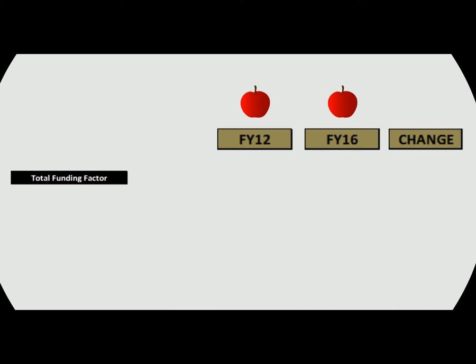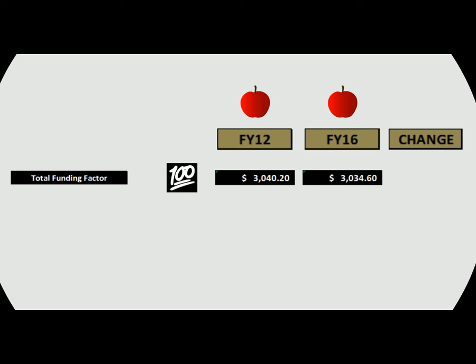As fiscal year 12 lends itself well to this test, we will compare it to fiscal year 16. The total funding factor, or the $100 from our story, was $3,040.20 in fiscal year 12 and $3,034.60 in fiscal year 16. This leads many to pronounce a $5.60 per student decrease in funding.